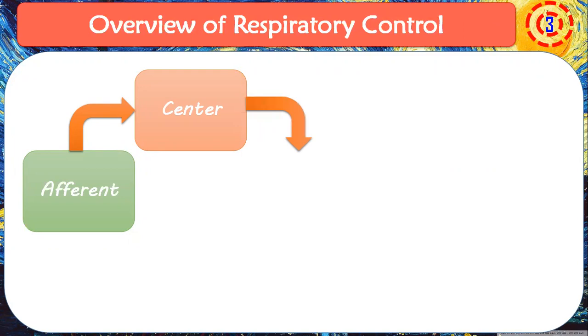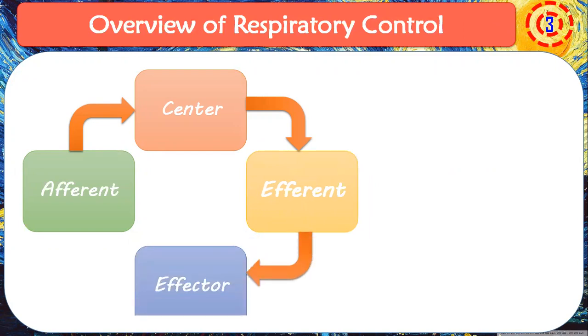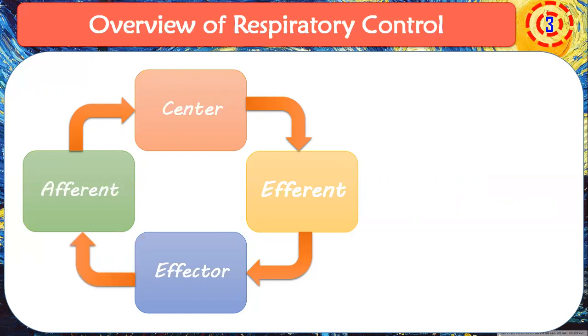And this center now provides information or impulses to the efferent nerve. Now the efferent nerve would take the impulses to the effector organ. Now here in the case of respiratory control, the effector organ would be the respiratory muscles, primarily the diaphragm. Now after that, the effect, that is respiration, whether it is going on properly or not, this information is again carried by the afferent nerve to the center. Now this cycle goes on, and this is how respiratory control is maintained.